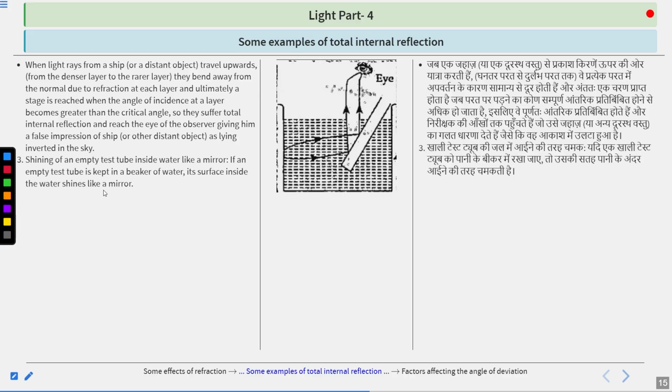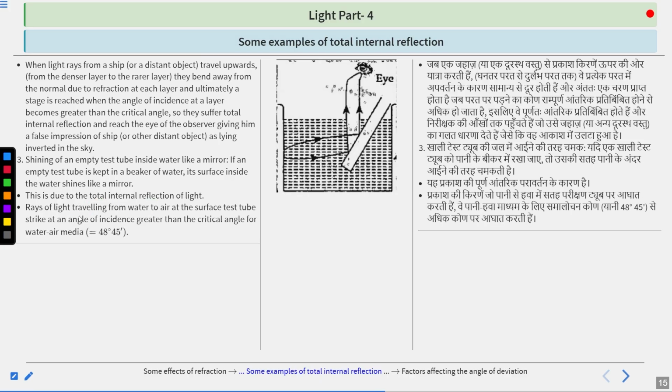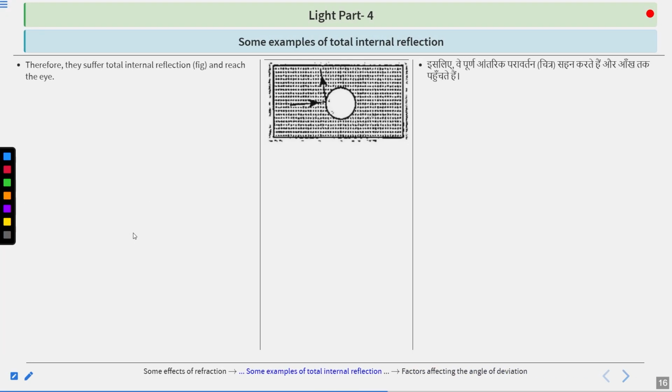Shining of an empty test tube inside water like a mirror. If an empty test tube is kept in a beaker of water, its surface inside the water shines like a mirror. This is also due to the total internal reflection of light. Rays of light traveling from water to air at the surface of the test tube strike at an angle of incidence which is greater than the critical angle for the water-air media, equal to 48 degrees 45 minutes. Therefore, they suffer total internal reflection, as you can see in the figure. Thus, the surface of the test tube shines like a mirror.